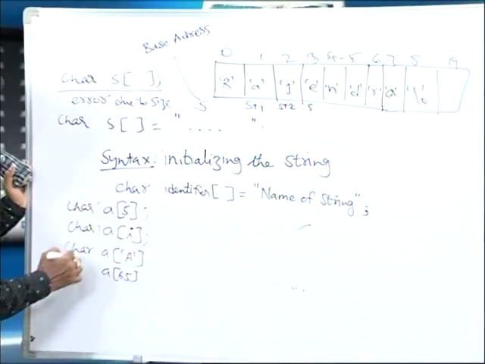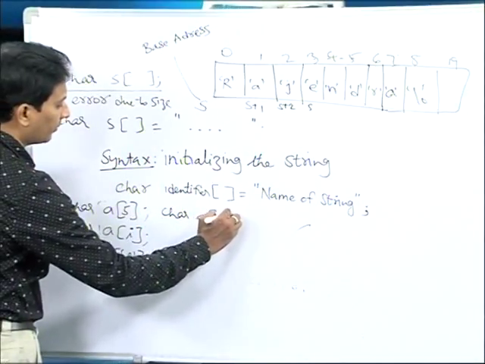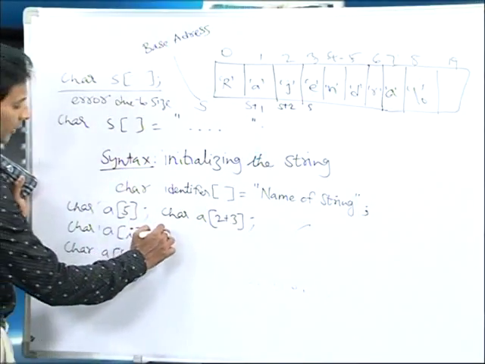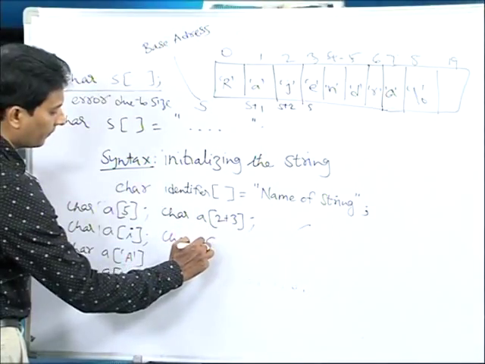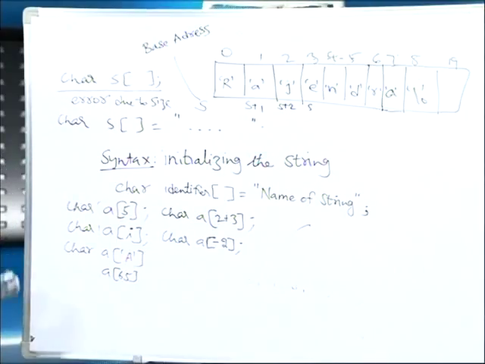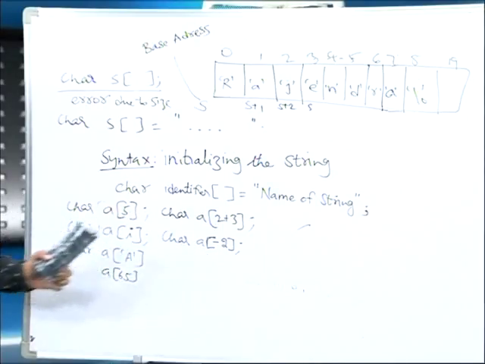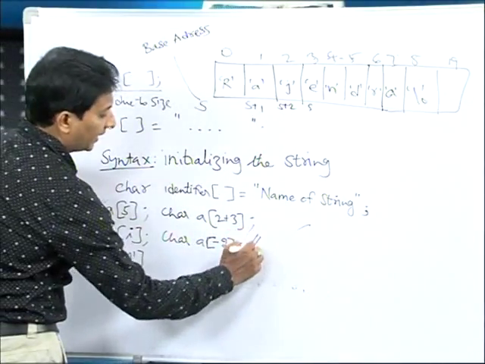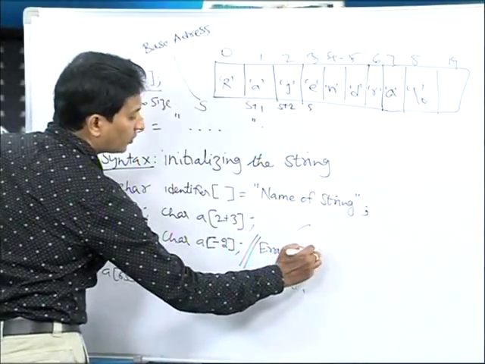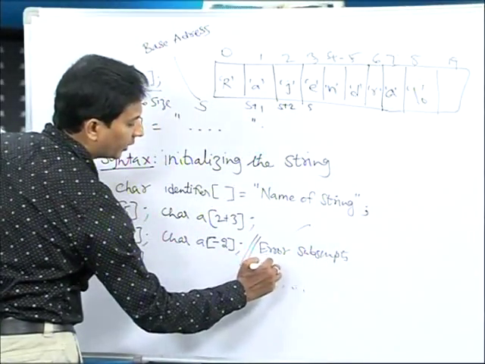I want to give it like this also: char a[2+3]. It is also valid. Now I want to give a[-2]. It is an error because subscripts should not be negative; subscripts cannot be negative.